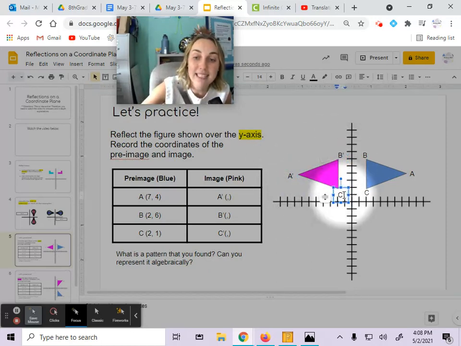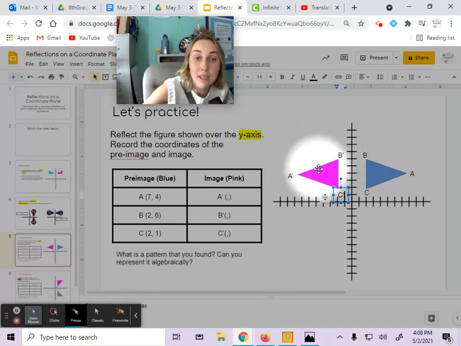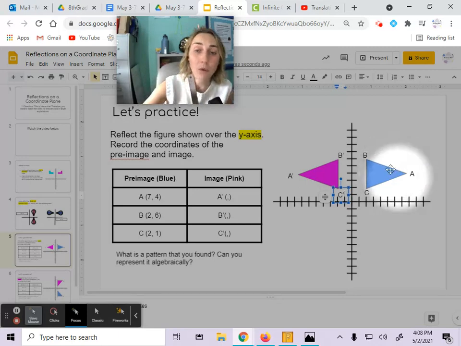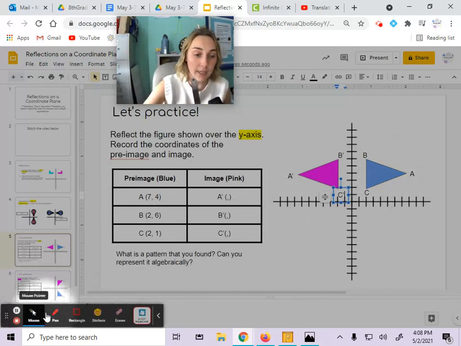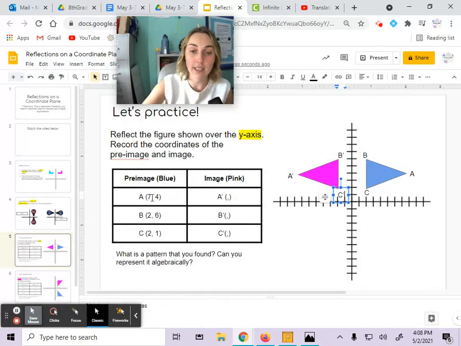B prime, and then C prime. So this would be our image. This is after we moved it, okay? This one would be our pre-image. This is before we move it, okay? Alrighty, cool. Okay, let's get started.